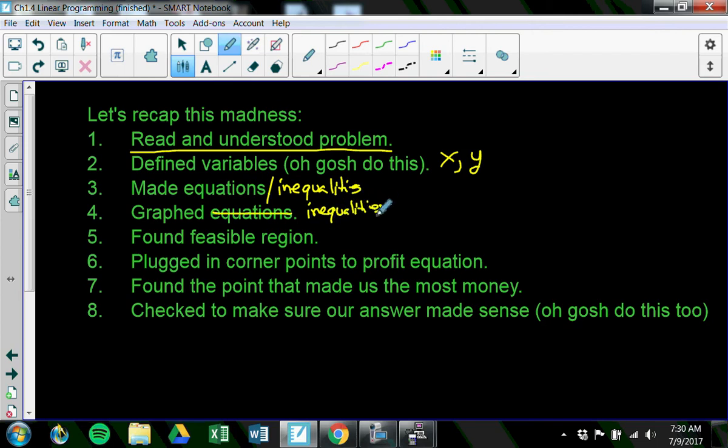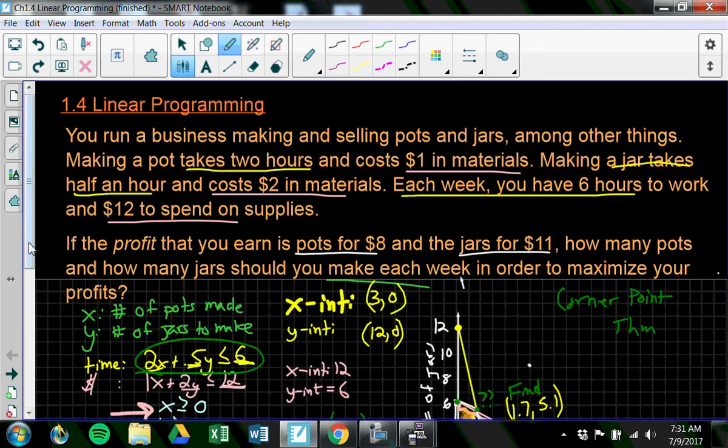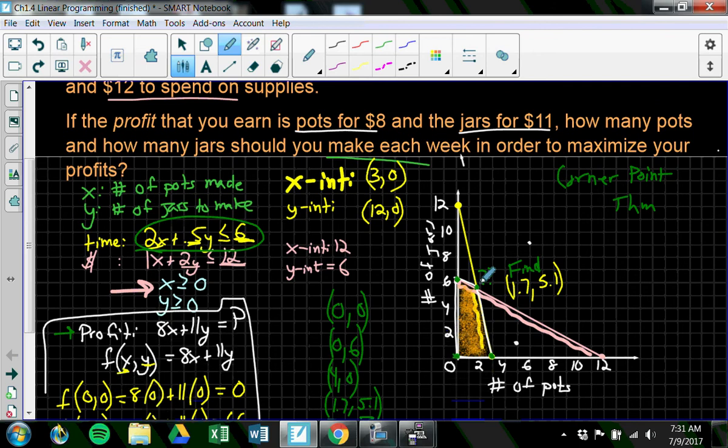We plugged in corner points to maximize the equation. Oh, sorry, we found corner points first. First, we found corner points. We plugged them into our profit equation to maximize it. We found the point that made us the most money, and then we checked to make sure our answer makes sense, which you, oh my goodness, have to do. Make sure your answer actually makes sense. You'll find that it's very often one of these middle points here that maximizes or minimizes something, but not always.